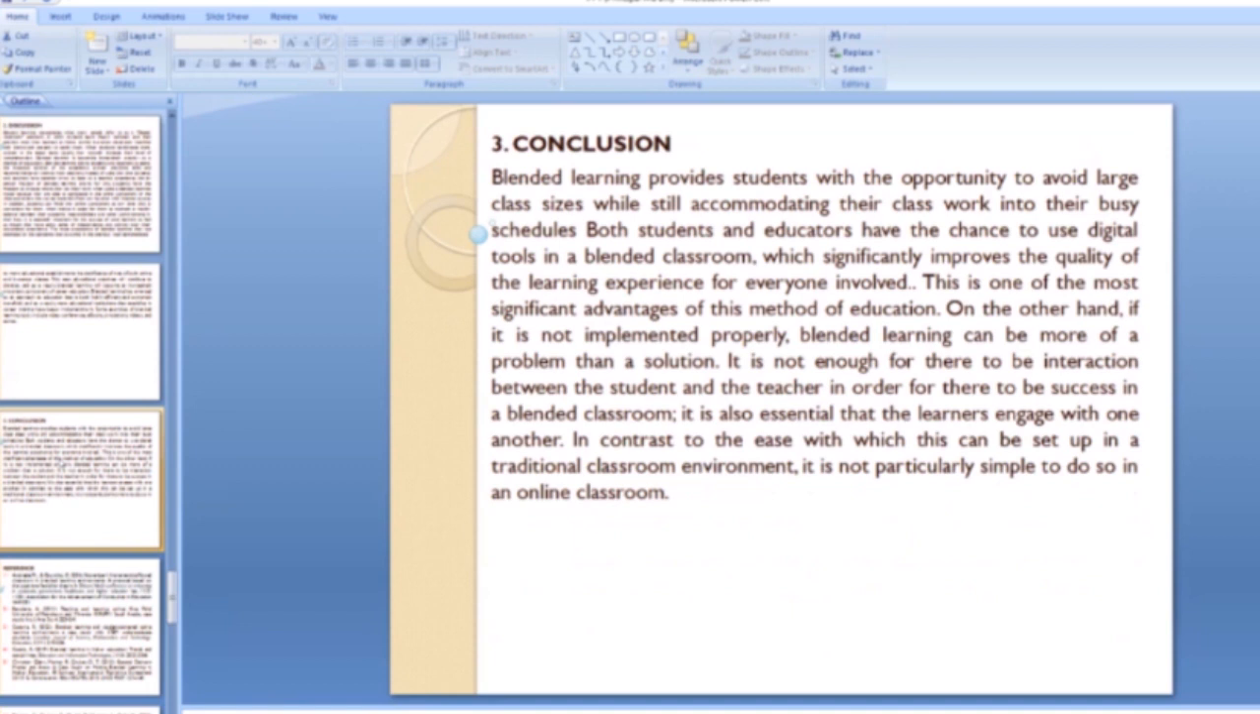Both students and educators have a chance to use digital tools in a blended classroom, which significantly improves the quality of the learning experience for everyone involved. This is one of the most significant advantages of this method. On the other hand, if it is not implemented properly, blended learning can be more of a problem than a solution. It is not enough for there to be interaction between the students and a teacher in order to be successful. So it is important to combine the traditional method with the new technologies. It should be used properly with the proper amount of online and offline learning.